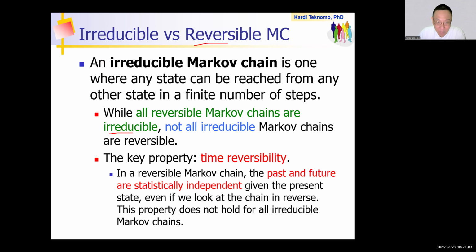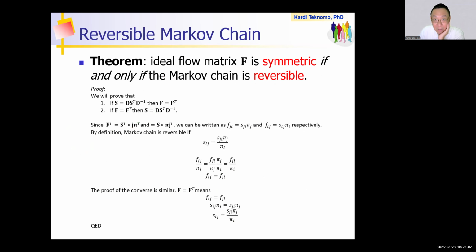So you can draw a Venn diagram if you want. That is my mouse. So this is the irreducible, and then the reversible is down here. The reversible Markov chain is a subset. So the key property here is what is called time reversibility, which is the detailed balance from a while ago. In a reversible Markov chain, the past and the future are statistically independent given the present state, even if we look at the chain in reverse. This is the property that does not hold in all irreducible chains. So next, here I just show the theorem that I made, that any ideal flow network which is symmetric is actually reversible. You can check the proof here by yourself.